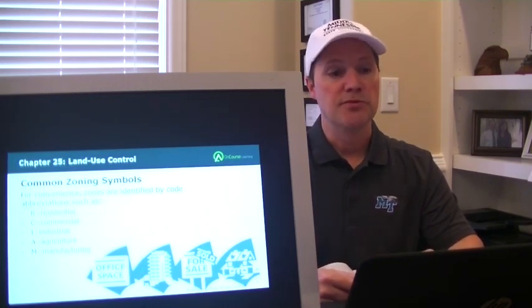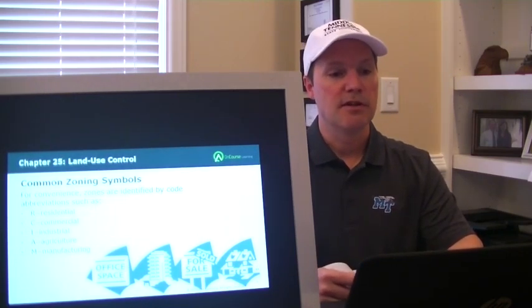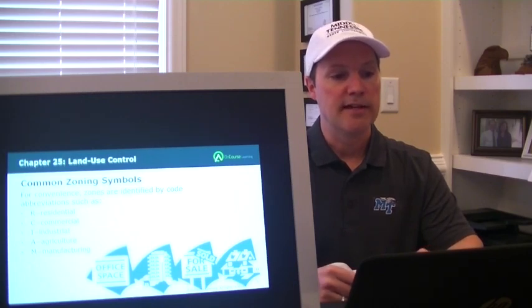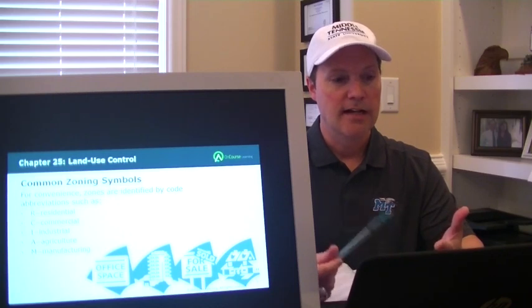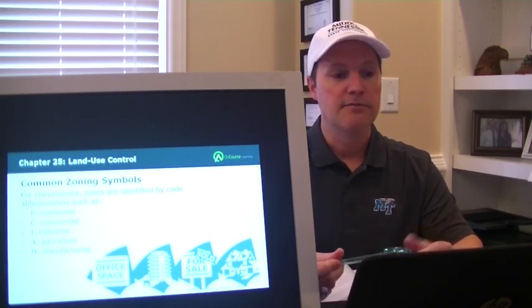Common zoning symbols. For convenience, zones are identified by code abbreviations such as R for residential, C for commercial, I for industrial, A for agriculture, M for manufacturing.